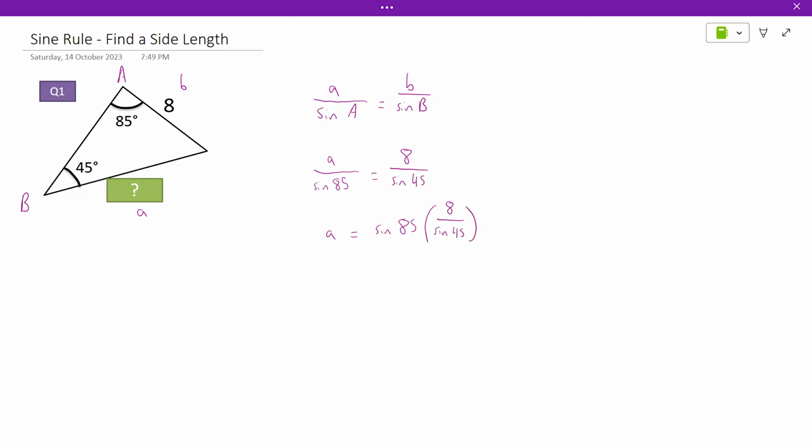Okay. Thing to check here before we use our calculator is to make sure you're in degrees and not radians. And then it's pretty much just a matter of inputting in your values. So I've got my calculator here, sine 85 times 8 divided by sine of 45, and that comes out to 11.27. So a equals 11.27, and we don't have units in our original question, so we're done.